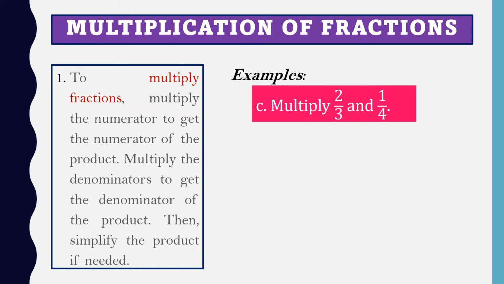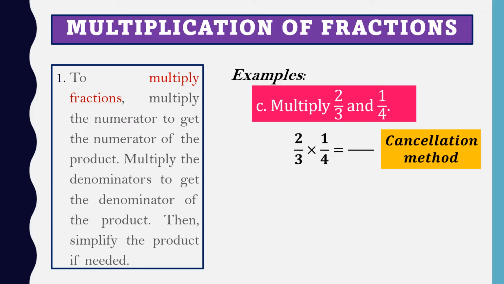So we have example C. We have to multiply 2/3 and 1/4. I will introduce to you another method of multiplying fractions, which is called the cancellation method. In this method, we are going to cancel pairs of numerators and denominators that have common factors. Again, we will cancel numerators and denominators. We cannot pair up numerator to numerator or denominator to denominator.